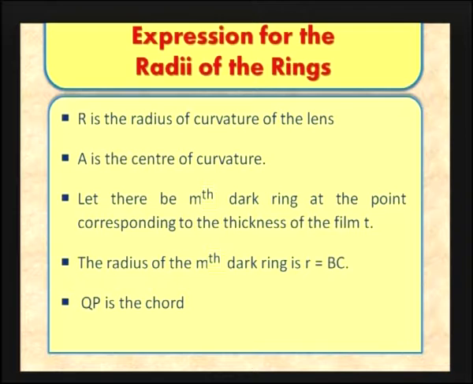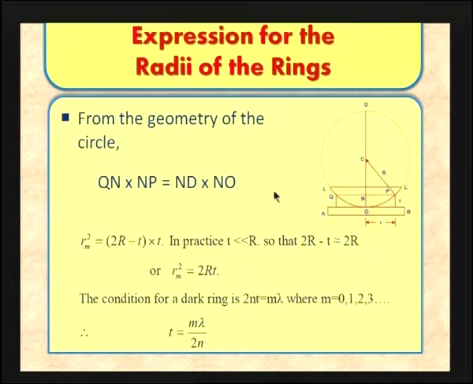So, we will move on to find the expression for the radii of the rings. What rings? The dark ring as well as the bright ring. Let R be the radius of curvature of the lens. You have got the plano-convex lens. As I told you, the radius of curvature will be about 100 centimeters. A is the center of curvature. There will be an mth dark ring at a point corresponding to the film thickness t. Let me show the film, the thickness t.